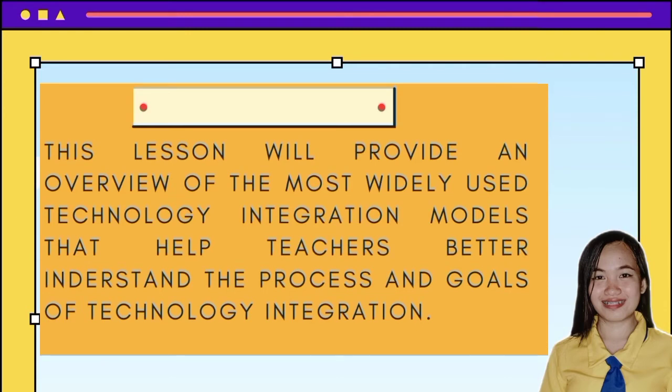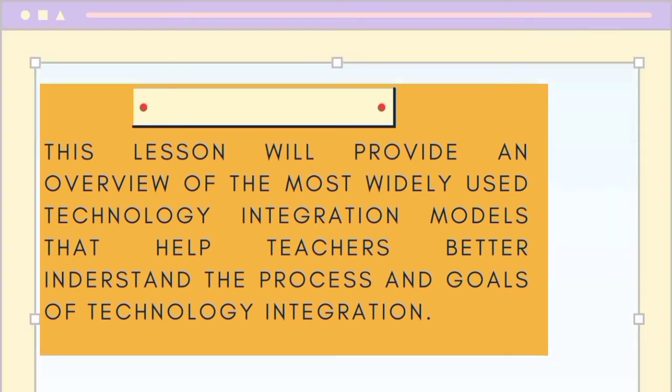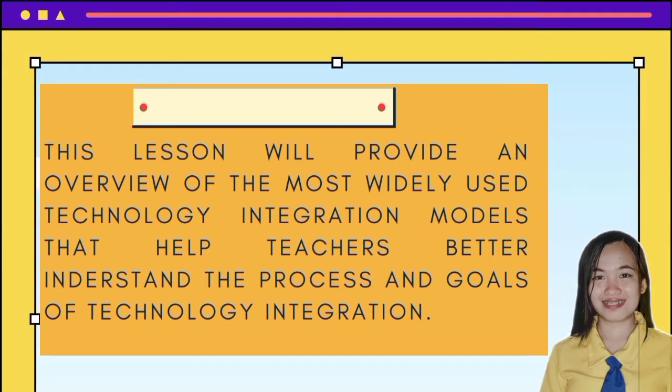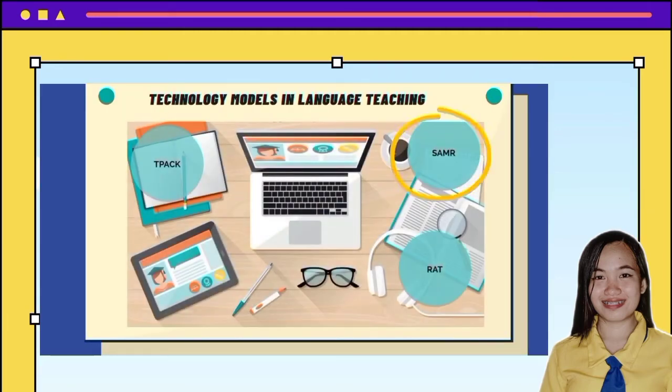This lesson will provide an overview of the most widely used technology integration models that help teachers better understand the process and goals of technology integration. The models we will explore will include the TPACK, the SAMR, and RAT model.